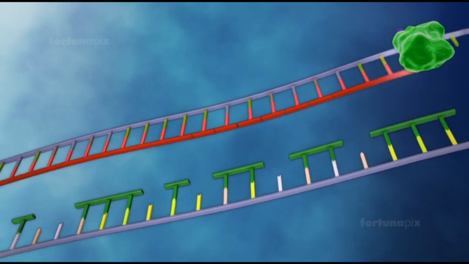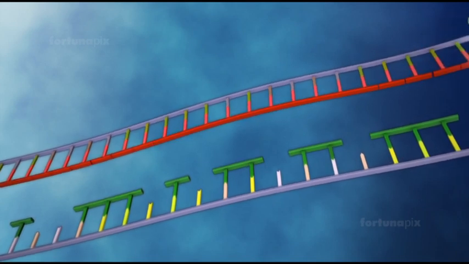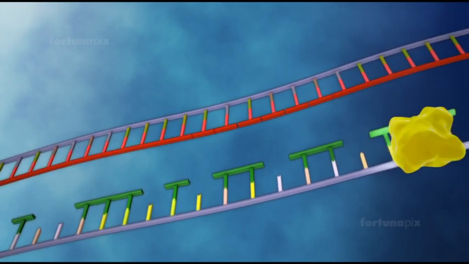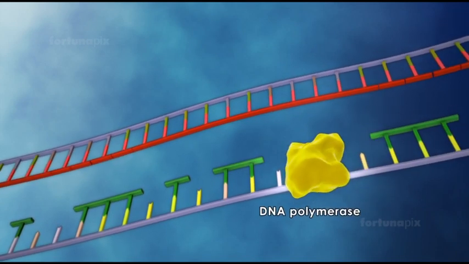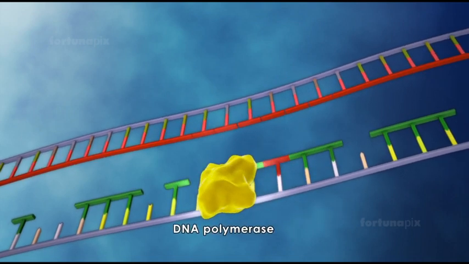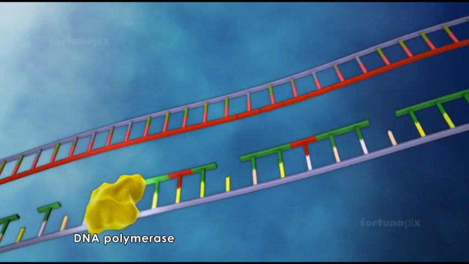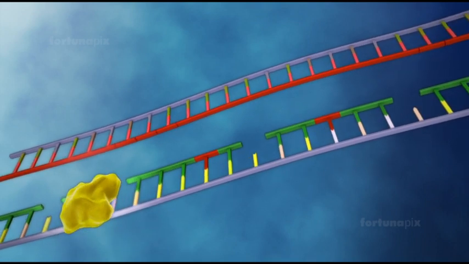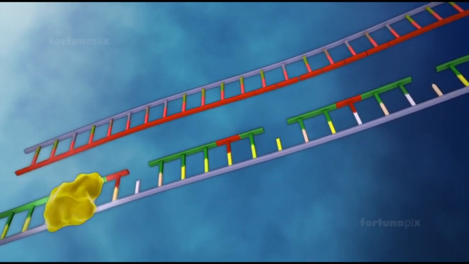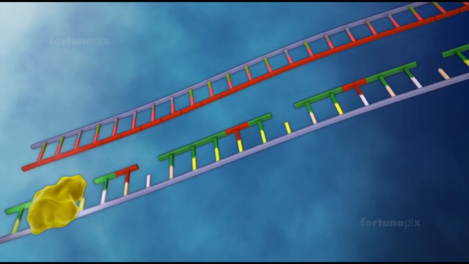After a few RNA nucleotides are placed on the strands, an enzyme complex called DNA polymerase continues to synthesize new complementary DNA strands from the 5' end to the 3' end. Matching nucleotides are added one at a time.